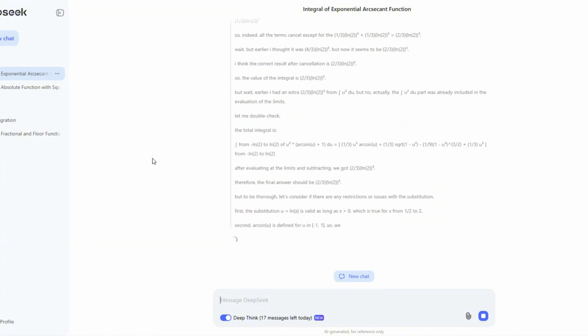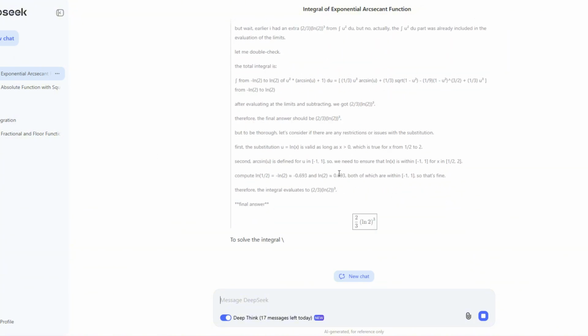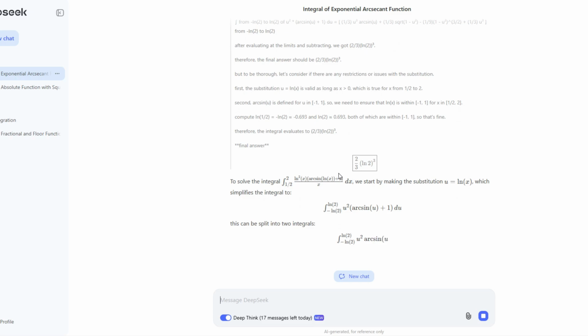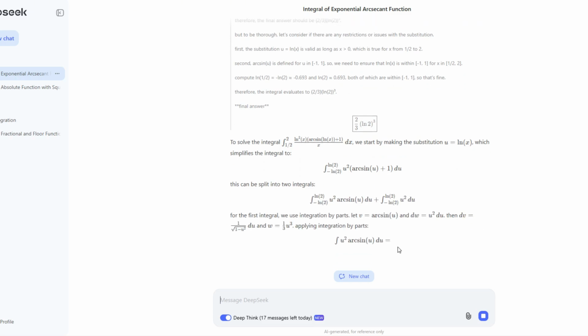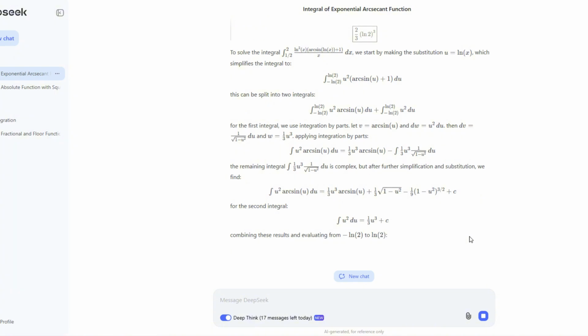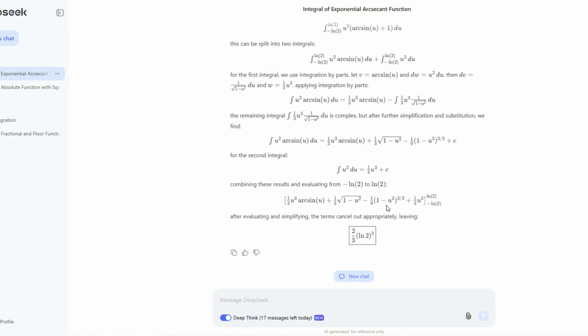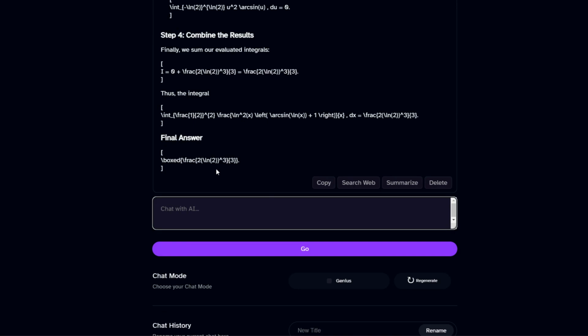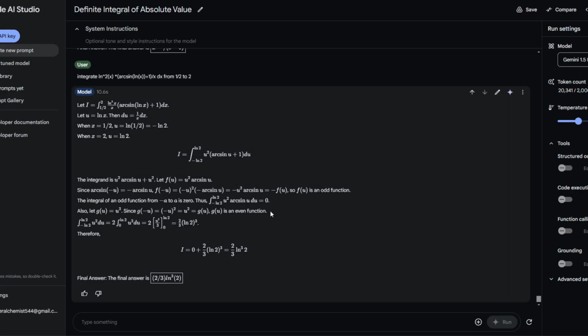DeepSeek, on the other hand, oh, I think it got it. Yep, it got it. Let's see if it actually finalizes it. Oh no. Oh, okay. I was going to say. Let's see, we got 2/3 ln cubed. Yep, Deep AI also got it right as well. So, very nice. All AIs got it.